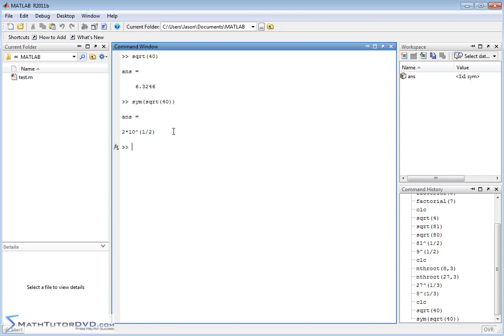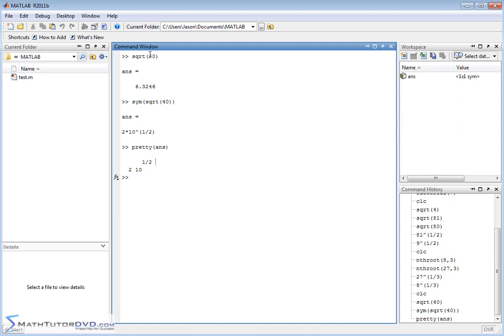When you do that, the symbolic math toolbox kicks in because we used the symbol operator here, and the answer we get is not a decimal. We get something more perfect than that, 2 times 10 to the 1/2. If it's hard to read, you can type in pretty answer, and you'll see 2 times 10 to the 1/2. Anything to the 1/2 is just a square root. So really what we have is 2 times the square root of 10.